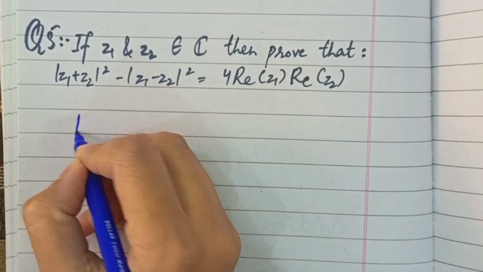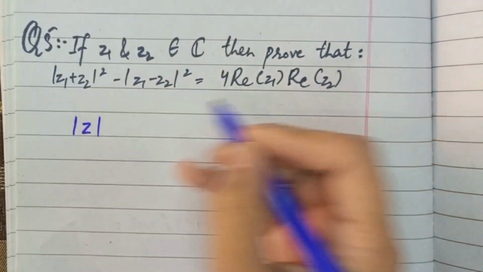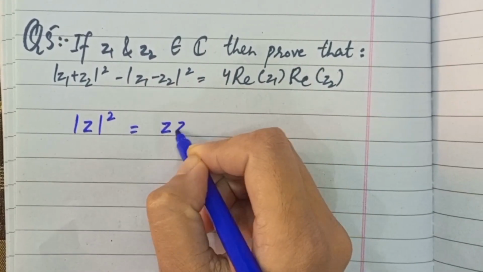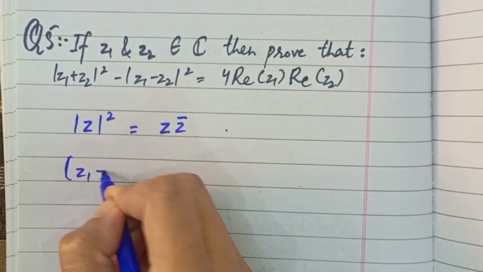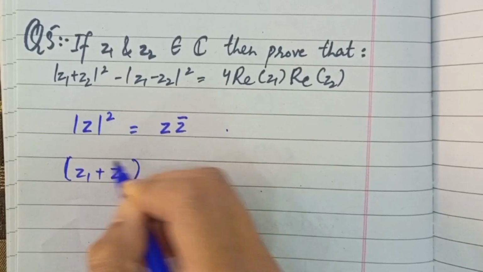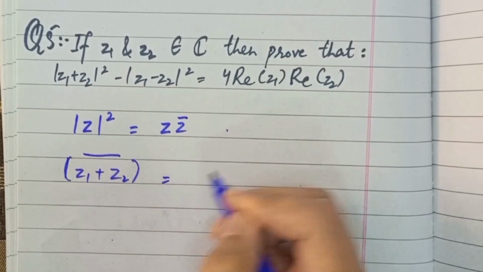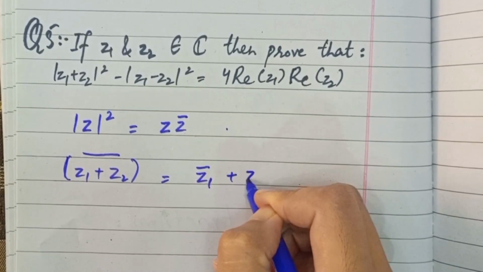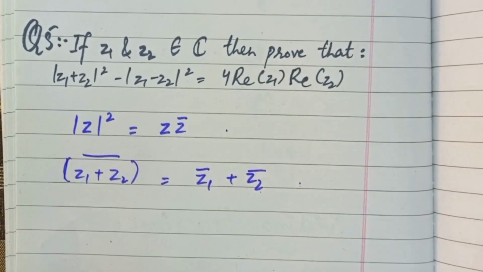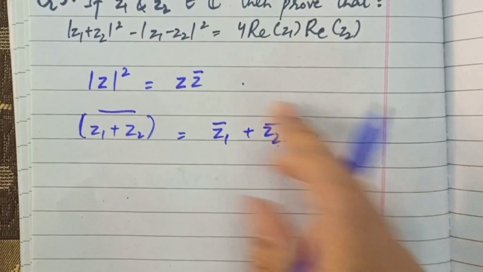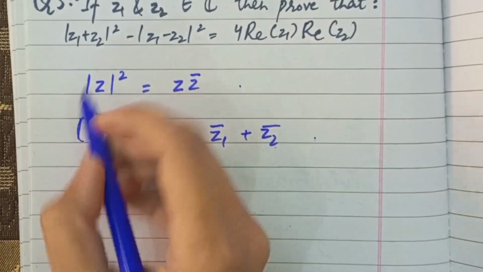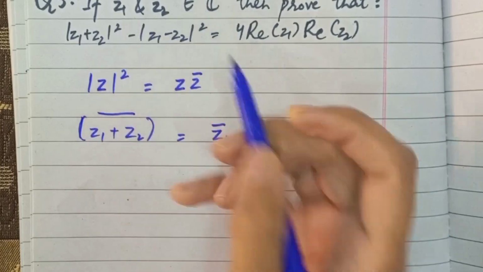The first one is that whenever there is a mod of z square, it is always equal to z into z bar. And the conjugate of (z1 + z2) can be changed into z1 conjugate plus z2 conjugate. Initially we will use these two identities. Later on I will tell you what further we are going to use. So I am taking the left hand side. Let's begin.